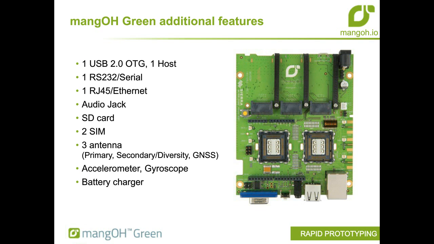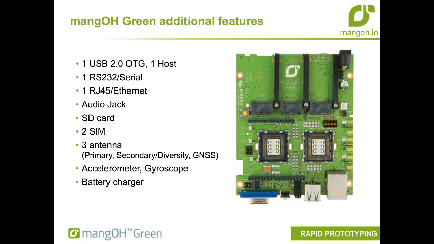Okay, so moving on to the additional features of the mangO Green platform. Some additional hardware features of the platform include 1 USB on-the-go, 1 USB host, an RS-232 connector that can be configured as a console output from the module, but can also be used for RS-232 communication. It also has a 10/100 megabit Ethernet port that can be configured as LAN or as a WAN port. mangO has an onboard audio codec. You can use this to make voice calls, record memos, etc.